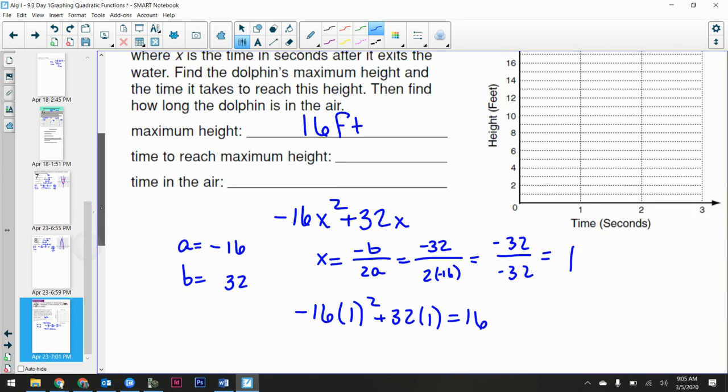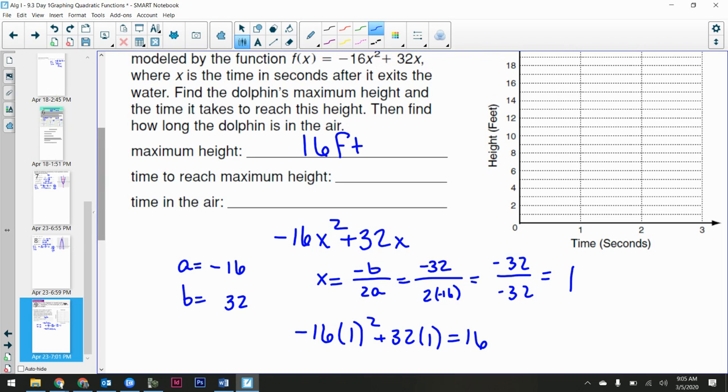Now, how long does it take to get there? Let's graph this. At 1 second, it's 16 feet. Right? And we know that axis of symmetry is sitting there at 1. Go ahead and draw this in with me. So how long did it take the dolphin to reach the maximum height? 1 second. How long is it totally in the air then? 2 seconds, right? Because we know that's the axis of symmetry.